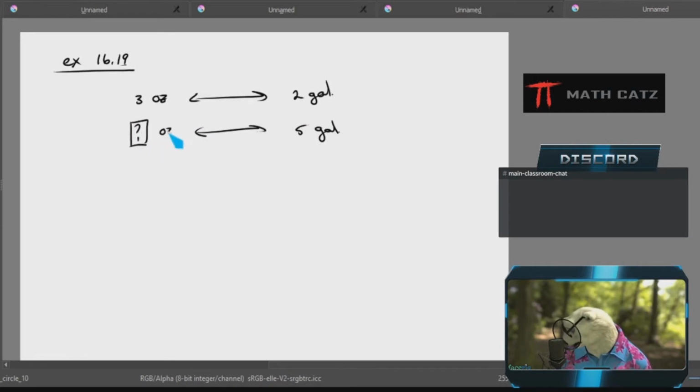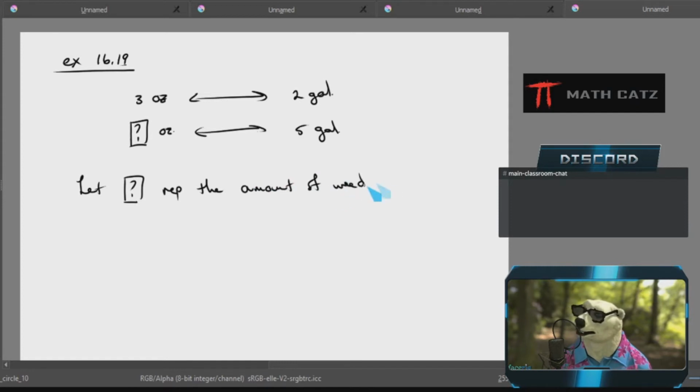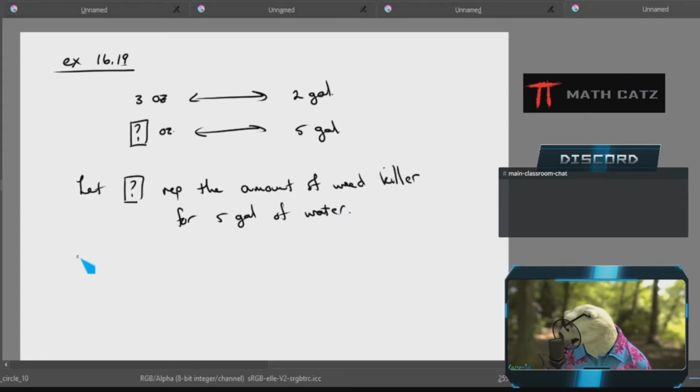See, there's always one of these that are missing. How many ounces? Now I know I'm going to set my equation up from this, but the first step is defining the unknown variable. It's going to represent the amount of weed killer. We're not flipping units or anything like that. For 5 gallons of water. If there's no unit issue, don't make an issue out of it.